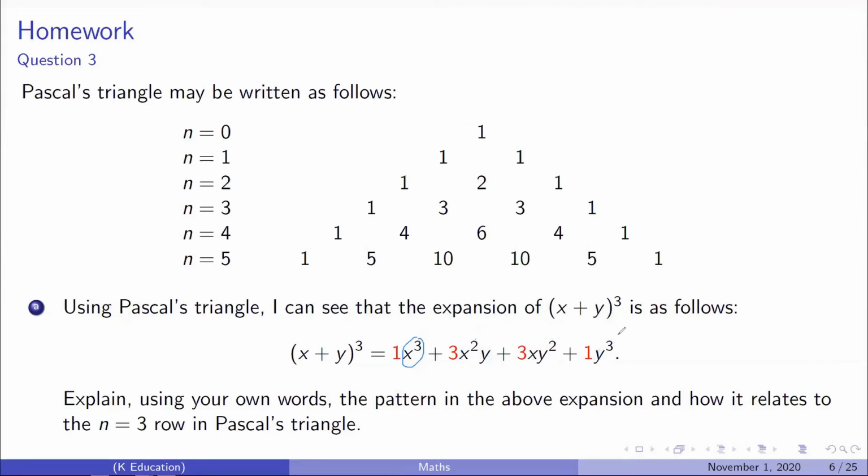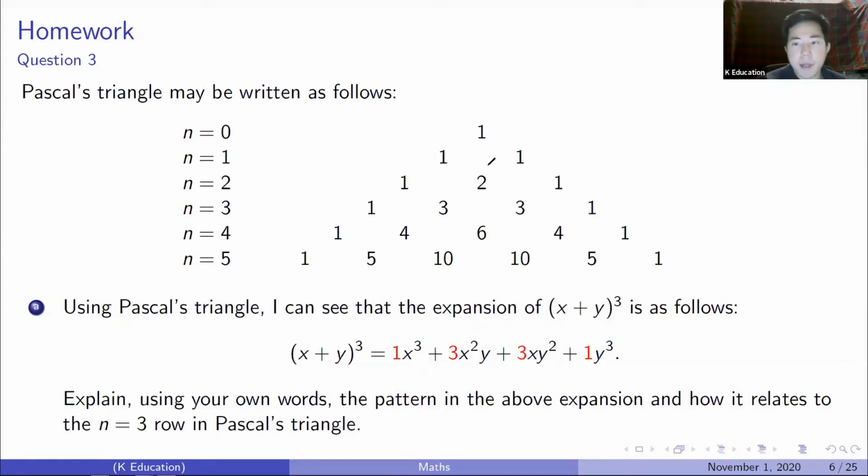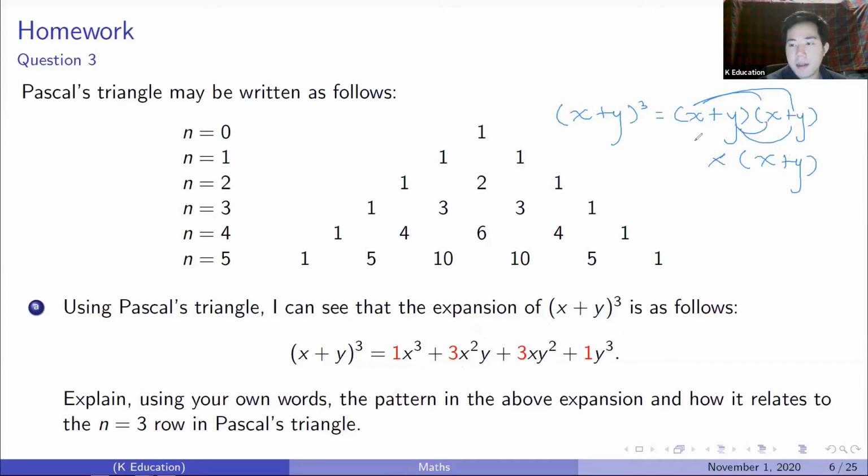So that's how I work out the expansion of x plus y cubed without multiplying everything out. Remember, x plus y cubed is the same as saying I multiply by x plus y 3 times: x plus y times x plus y times x plus y. This is going to be a real mess and a headache to work out. First I have to multiply everything out in this bracket, then collect all the like terms, and then multiply again with the last x plus y. That's why we use Pascal's triangle, to save on all the hassle.